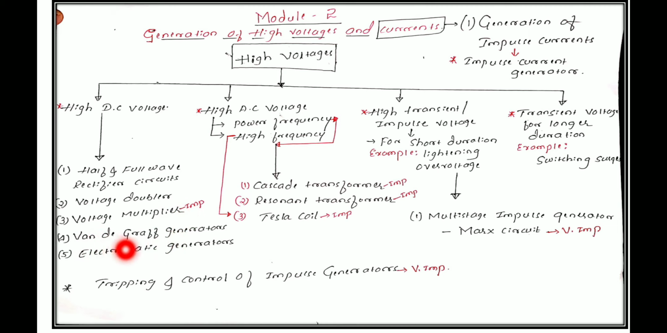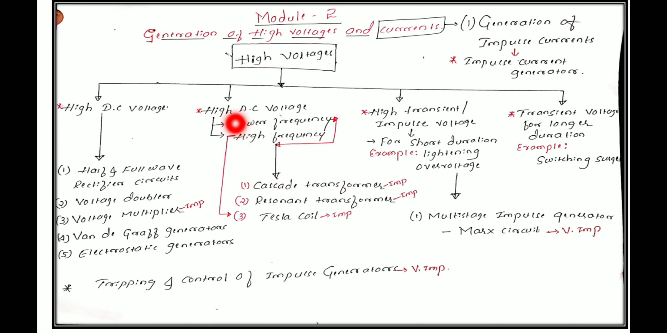This is also called an electrostatic generator. This generator works on the principle of electrostatics. So these are the four techniques. The fifth one is nothing but the Van de Graaff generator only, the electrostatic generator. So these are the techniques or methods used for generating which voltage? High DC voltage. Keep it in mind.